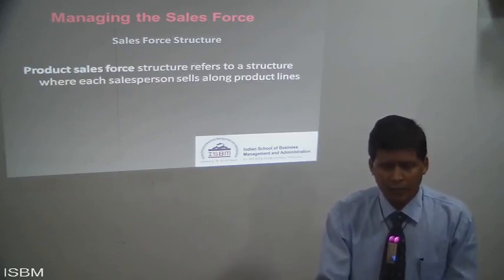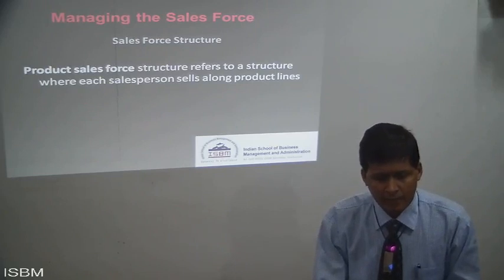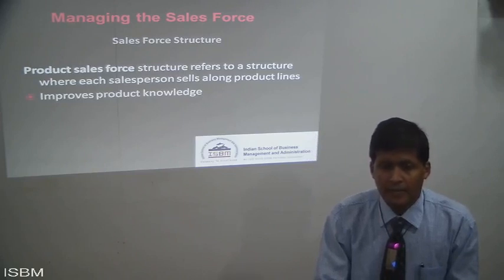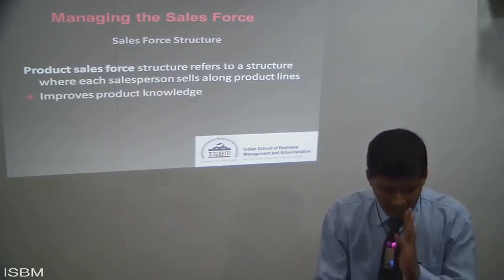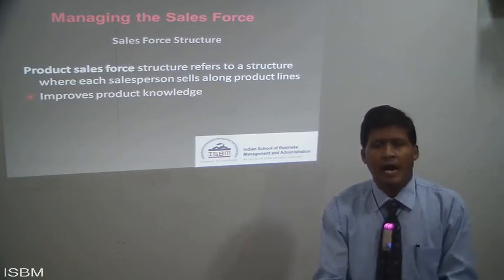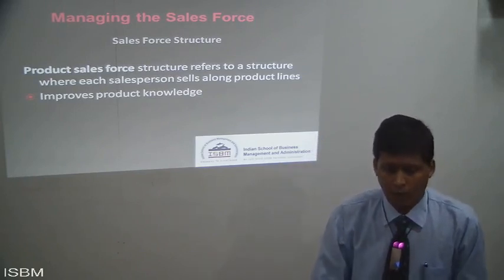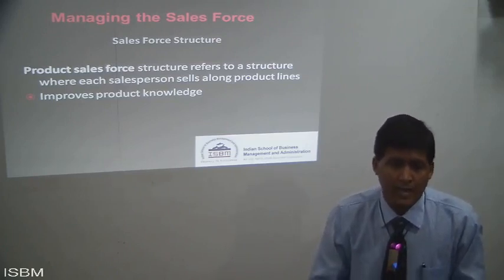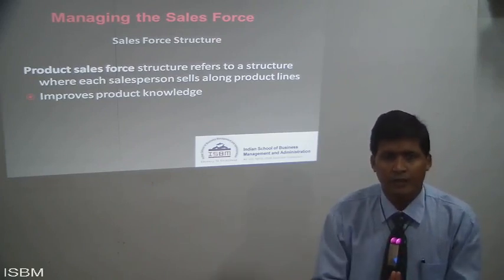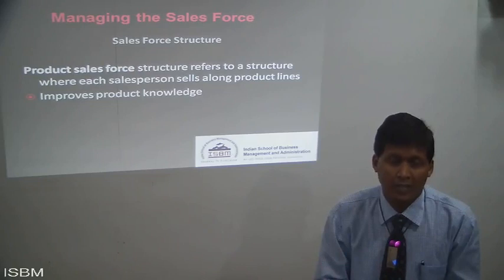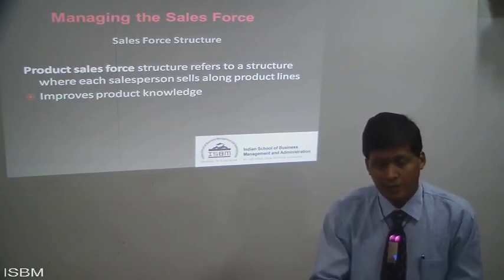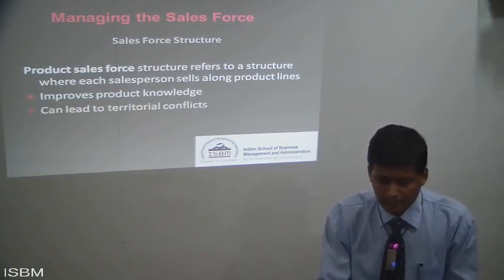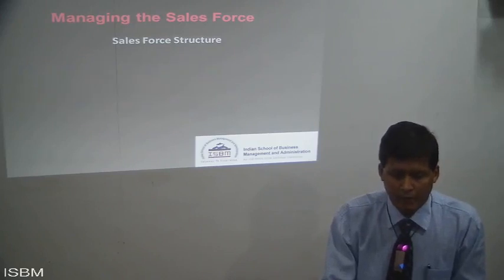Product sales force. Product sales force structure refers to a structure where each salesperson sells along a product line. That means every sales force has a specific product line. Say, for example, ITC has different products. One could be for food, the other for stationery. They have a separate line for stationery under a brand called Classmate for ITC. For food it is different. So they are product specific. They improve product knowledge, but can lead to territorial conflicts as well sometimes.